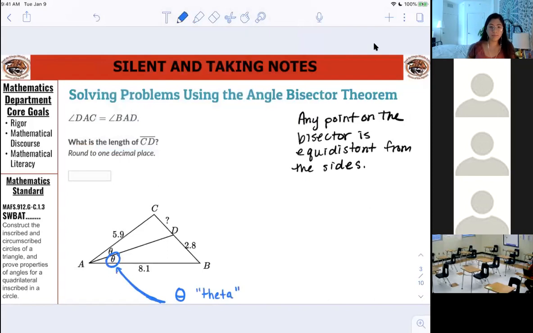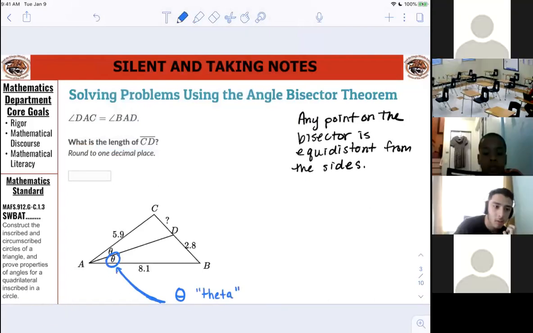We use it just in the same way as a variable, but usually we use it anytime that we don't know the measurement of an angle. So since we don't know the measurement of this angle, we call it theta. It's the same exact thing as a variable. But basically what this is telling us is that those two parts of the angle are equal to each other because they're both theta. Does that kind of make sense?